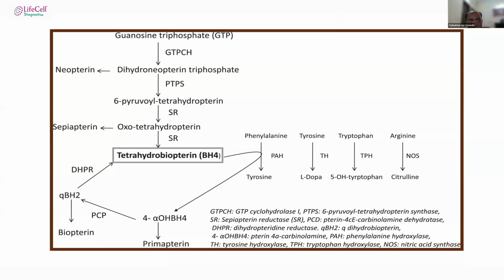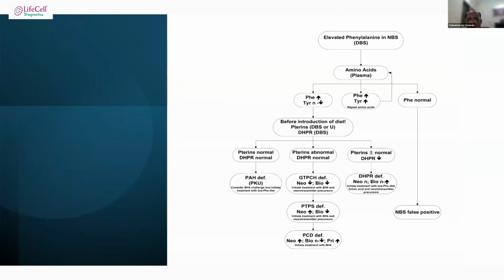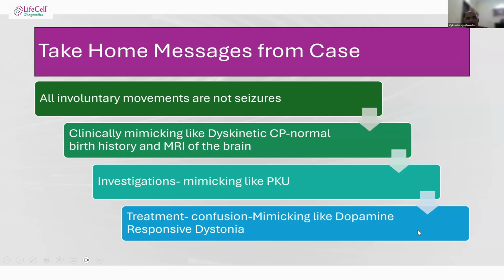So when there are borderline cases, with phenylalanine less and a lot of other dyskinetic movements, you will consider tetrahydrobiopterin defects. So these are flow charts, and this is how they are useful. But despite that, usually the confirmatory test is currently the NGS-based whole exome sequencing that gives a specific diagnosis.